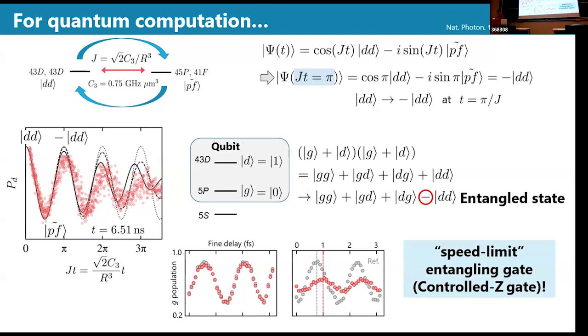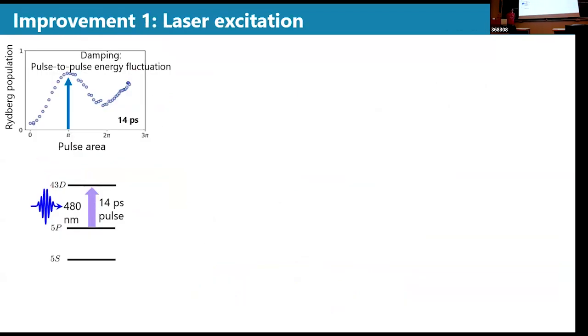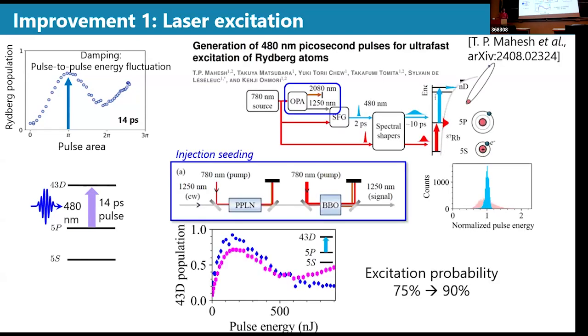I said that this is still not perfect. We are currently working on how to improve this physics, or dynamics. One improvement is the laser excitation part. I said that there's a pulse-to-pulse, shot-to-shot energy fluctuation of the pulse, and this limits the excitation probability to the Rydberg state. And recently we identified the source of this noise, or shot-to-shot fluctuation.